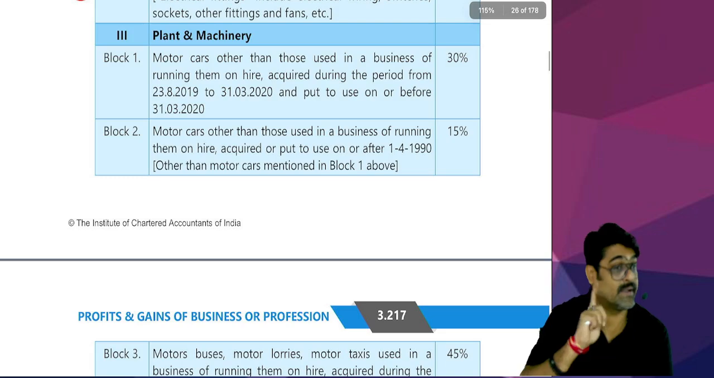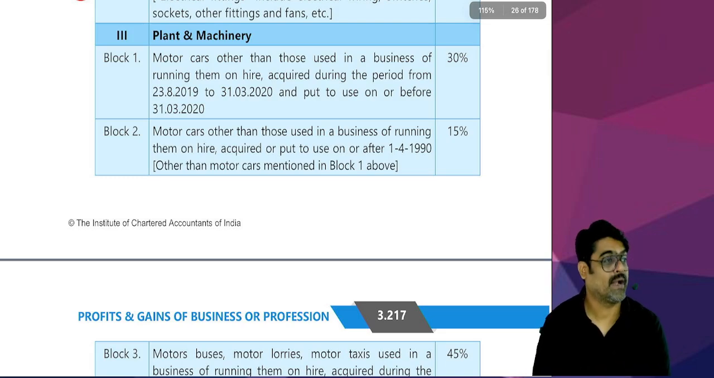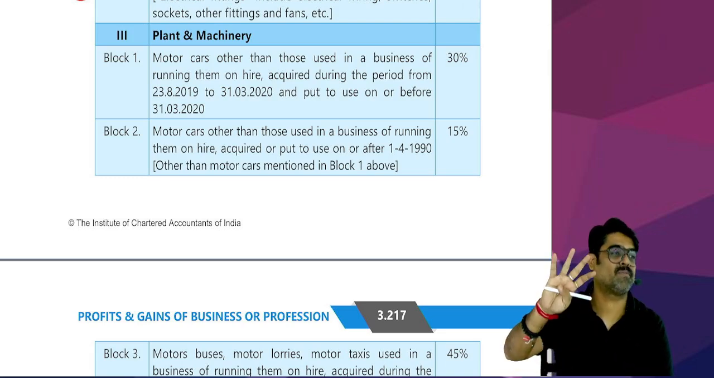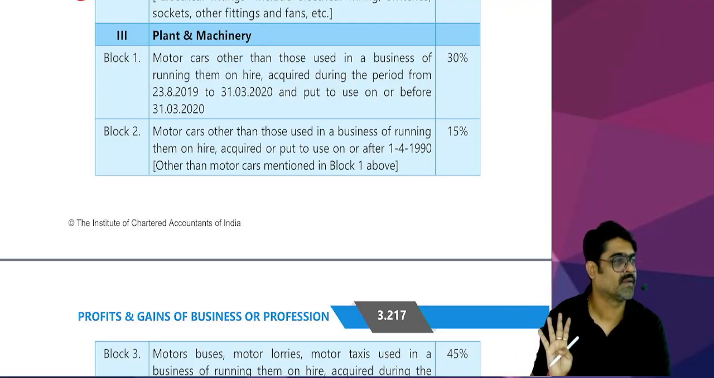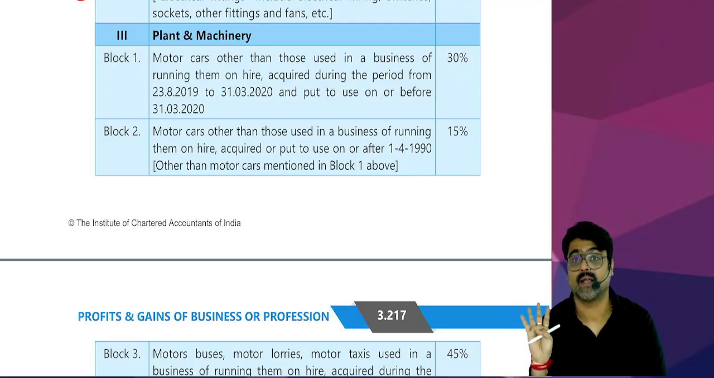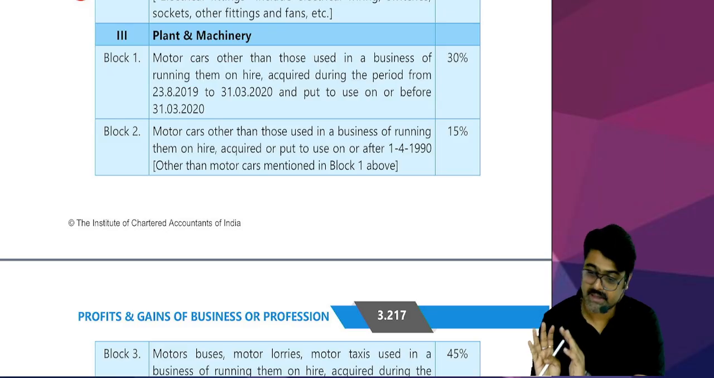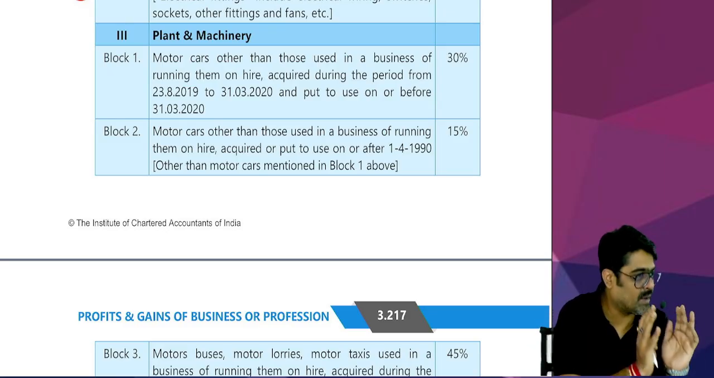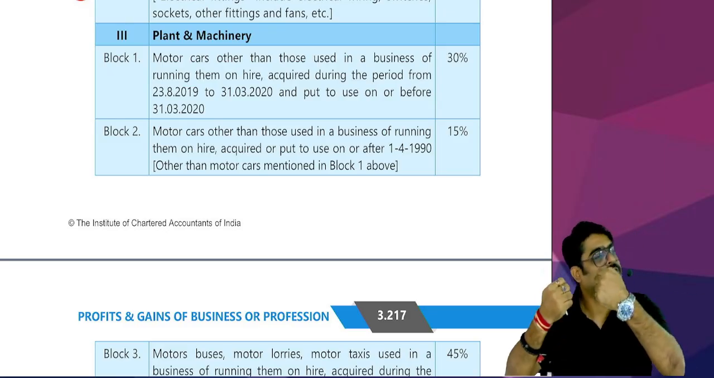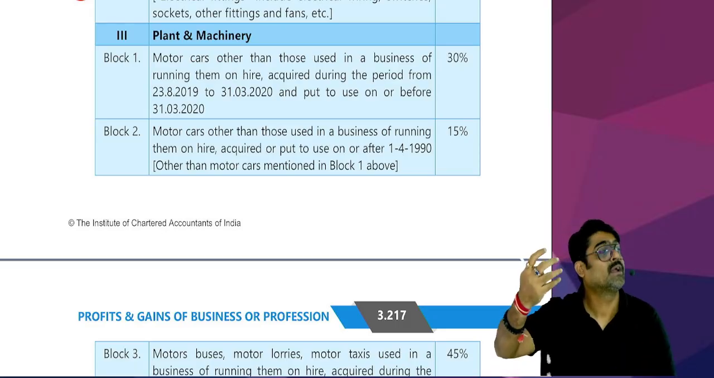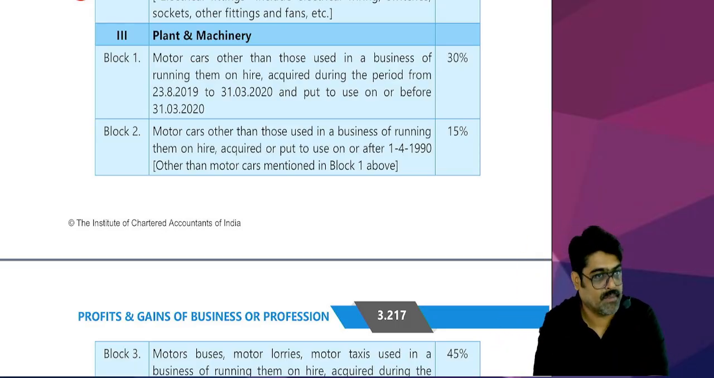Next one. Now plant and machinery. See, the general rate of plant and machinery is 15%. If the plant and machinery is not covered by any specific block, then it is general plant and machinery. You are going to cover that under 15%.